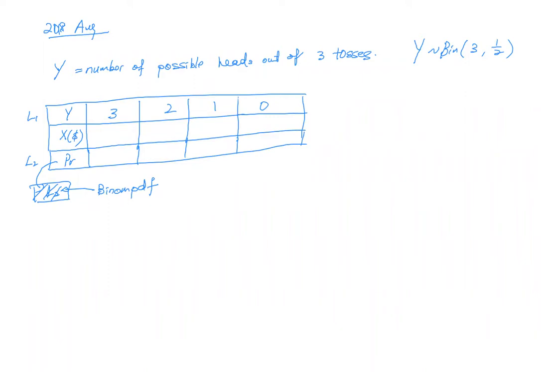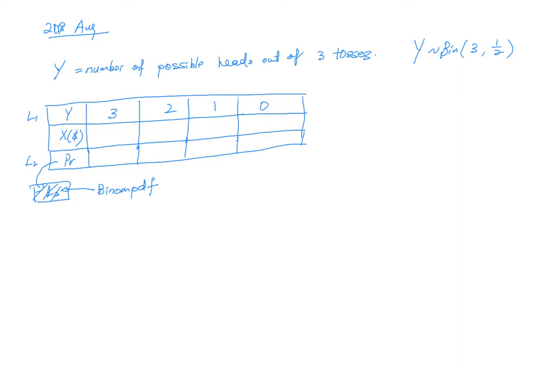Go to Stat first, Edit. Clear your list. You want to put 3210 also can, up to you, if you want to follow the table. Yeah, I will put 3210. Then I go to my L2. Clear whatever is there first. Make sure your cursor is in L2.